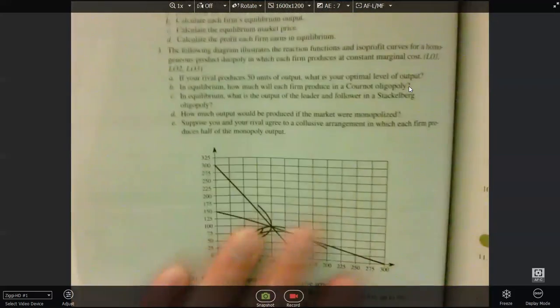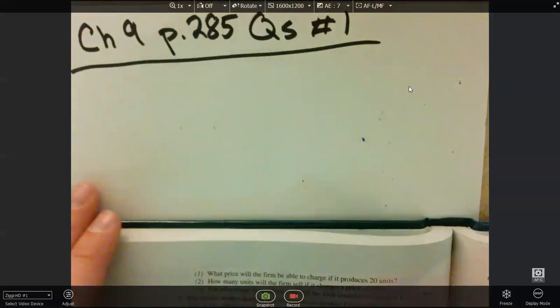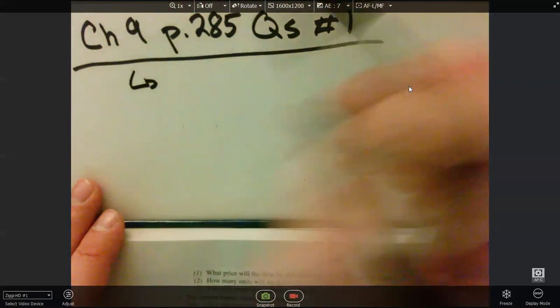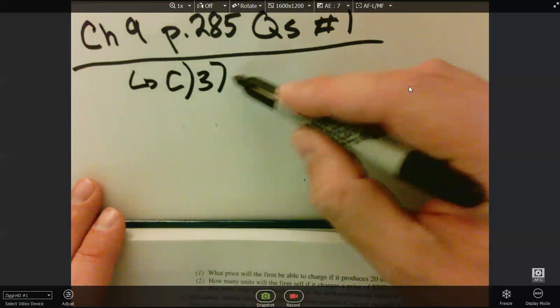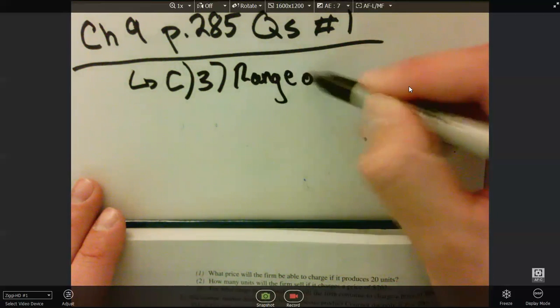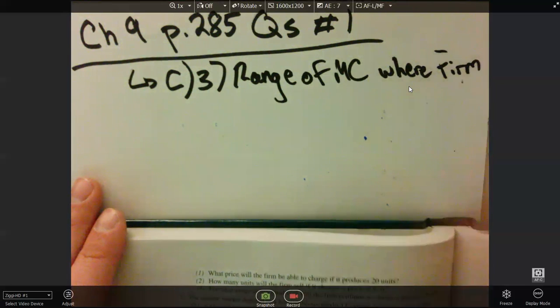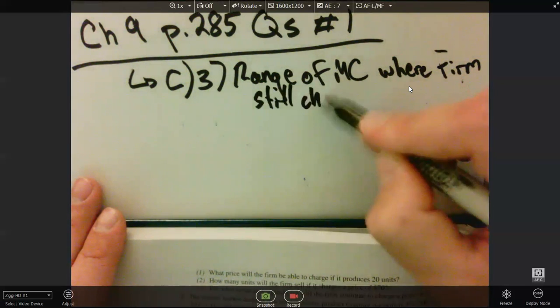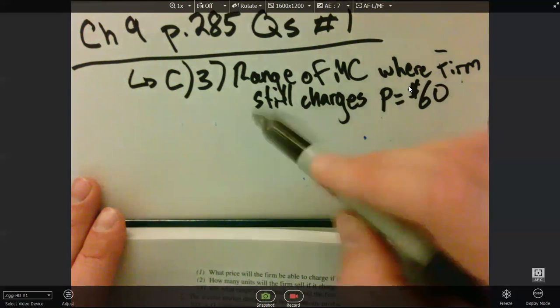Question 2. Aha, here's one I know the answers and the explanations for. So let's jump into this one. I'm going to make a note here to get back to question C3, about the range of marginal cost where they will still charge the price of 60. Stay tuned for more on Wednesday.